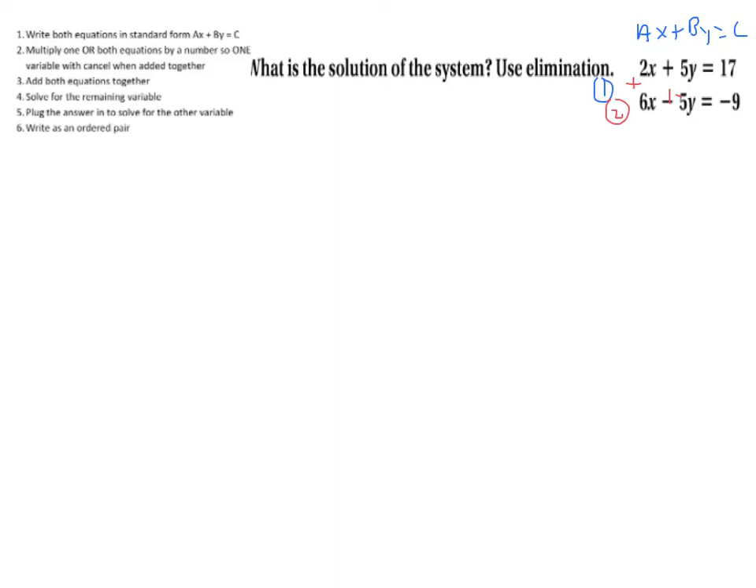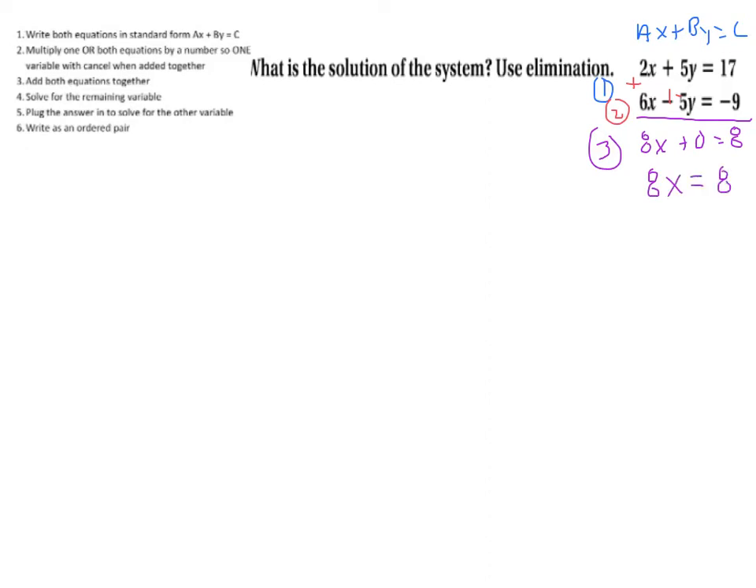Then add the 2 equations together. So step 3, I'm going to add my 2 equations. 2x plus 6x will give me 8x. 5y plus a negative 5y is going to give me 0. And 17 plus a negative 9 is going to give me a positive 8. You do not have to write the 0 there. So I could just write it as 8x is equal to 8.